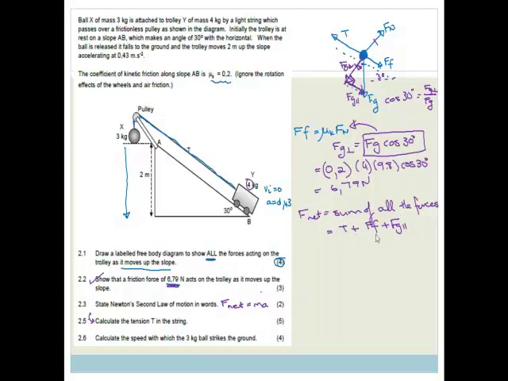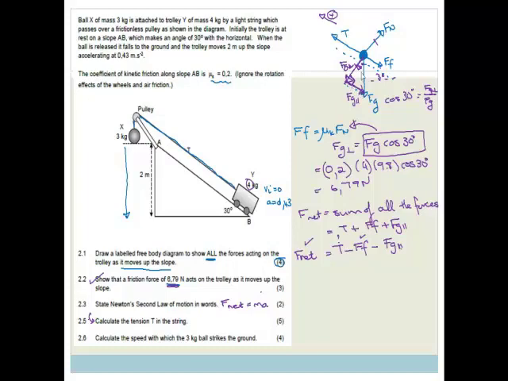Now I want to look at things like direction. So I'm going to choose up the slope as positive. Okay, therefore it's going to be T minus the force of friction minus Fg parallel is going to be F net. So what do they tell us? They tell us that this accelerates up the slope at 0.43 and it's got a mass of 4, so we can get F net. We want tension. They've given us force of friction, so all we have to do is calculate Fg parallel.